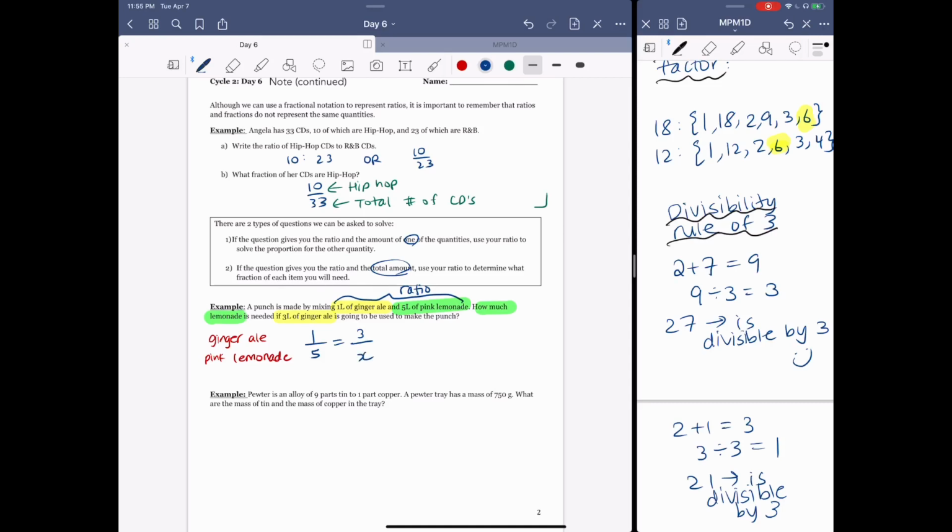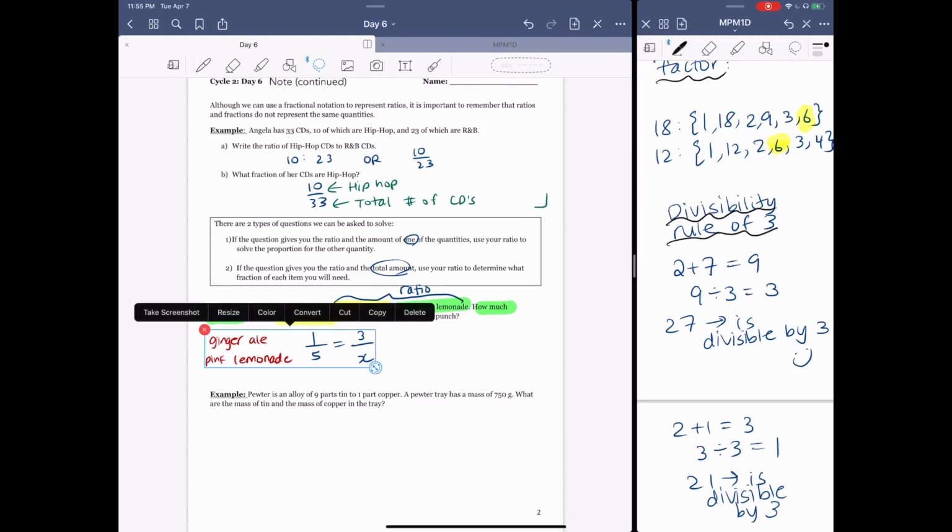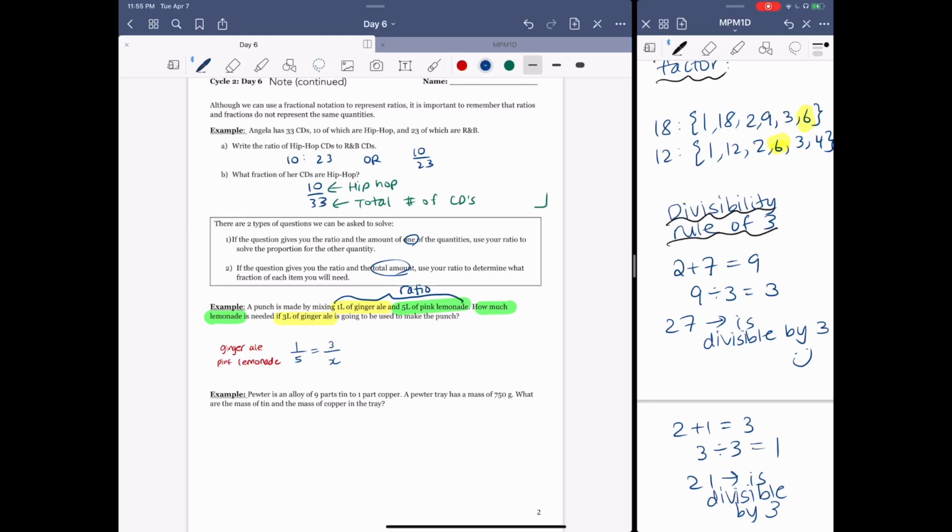And anytime we use a variable, we have to be specific with what we're talking about. So we need to specify what x is. And so you're going to write a let statement. So I'm going to write let x represent, well, what was the question asking for? Let x represent the amount of lemonade, is what I'm solving for.